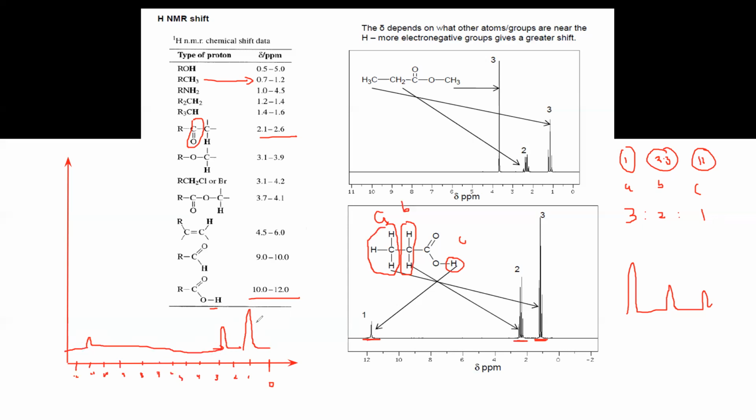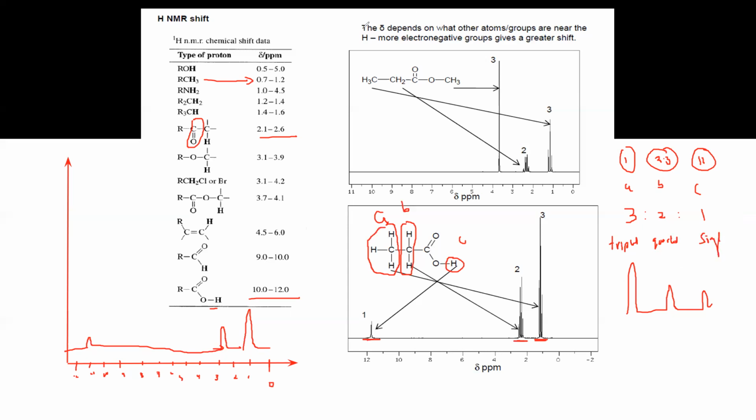But in high resolution, what happens? These peaks will further split. The number of peaks remains the same, but each peak will further split into n plus 1 according to the neighbor. For environment A, because the neighbors are 2 hydrogens, it will split into a triplet. For B, 3 hydrogens are in the neighbor, so it will split into a quartet. And for this one, 0 hydrogen neighbors, so it will be a singlet.